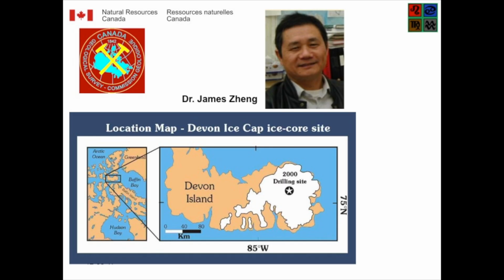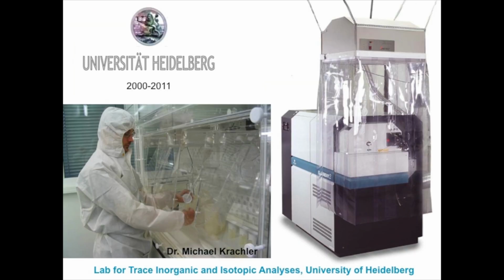And I had an opportunity to work together with the Geological Survey of Canada, Dr. James Shang. He drilled an ice core on Devon Island. It's an ice core about 300 meters long, and it represents 15,000 years of snow accumulation.